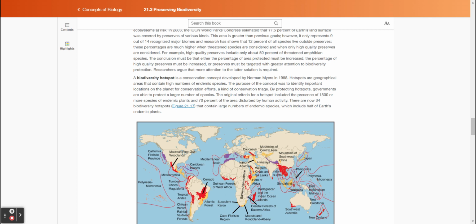The conclusion must be that either the percentage of area protected must be increased, the percentage of high quality preserves must be increased, or preserves must be targeted with greater attention to biodiversity protection. Researchers argue that more attention to the latter solution is required.